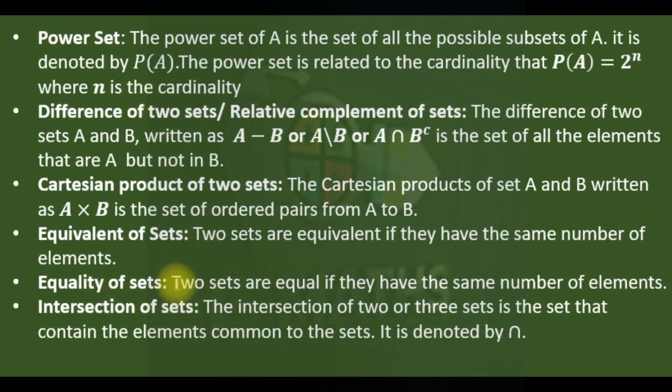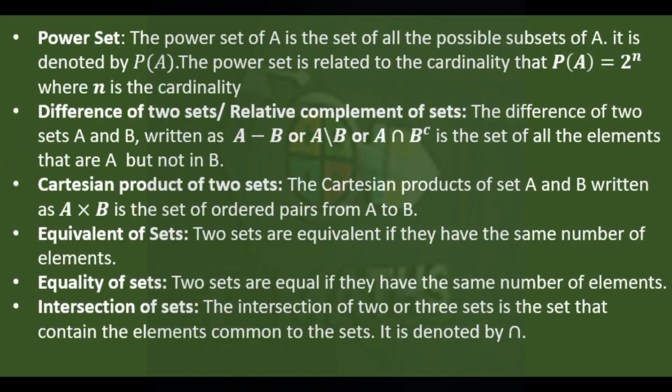So equality of sets. Two sets are equal if they have the same elements. Yes. So if you have maybe P is 2, 3, 4, and Q is 3, 4, 2. These two sets are equal. P and Q are equal because they have the same elements. See, 2, 2, 3, 3, 4, 4. So the arrangement doesn't matter. Once they have the same elements, they are equal.